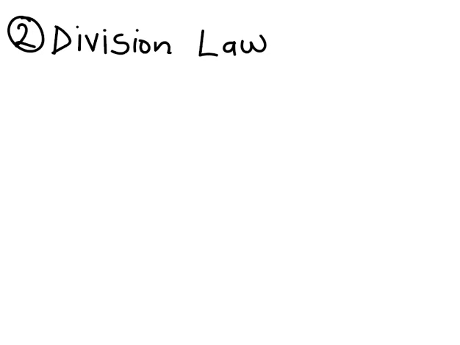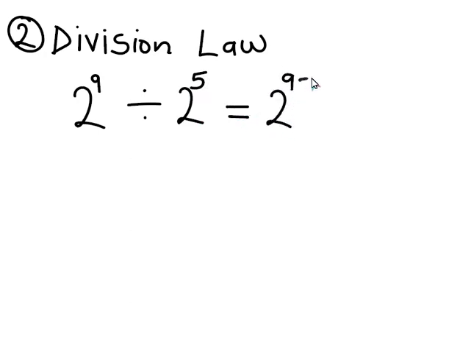We also have the division law: when dividing numbers with equal bases, the power of the divisor is subtracted from that of the dividend. So simply put, we have something like 2 raised to the power of 9 divided by 2 raised to the power of 5, and that gives us 2 raised to the power of 9 minus 5, which is 2 raised to the power of 4, because 9 minus 5 is 4.